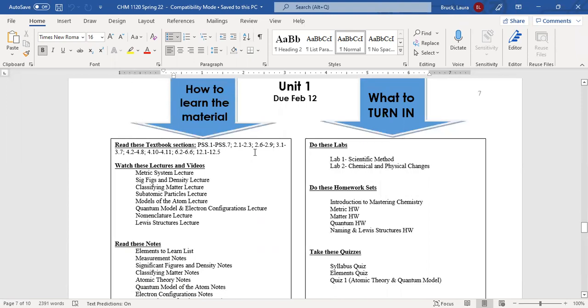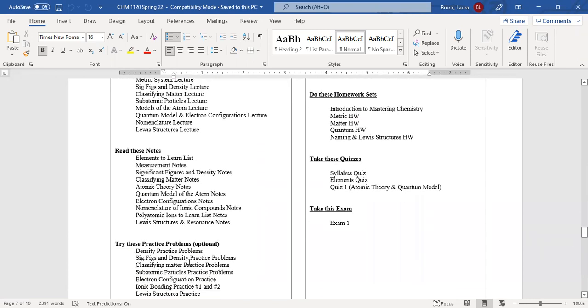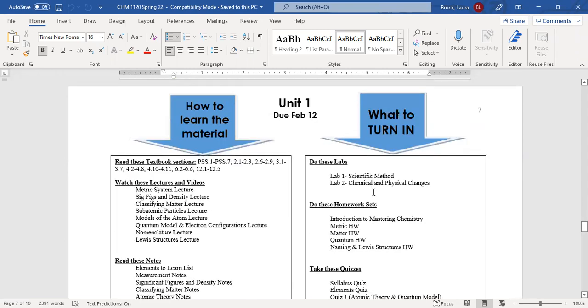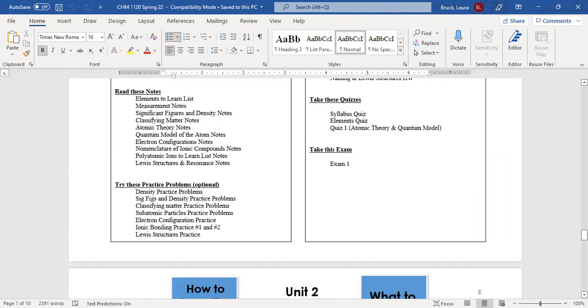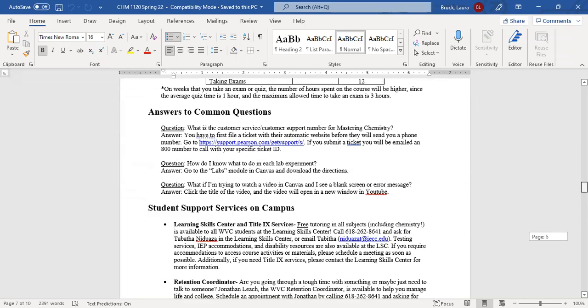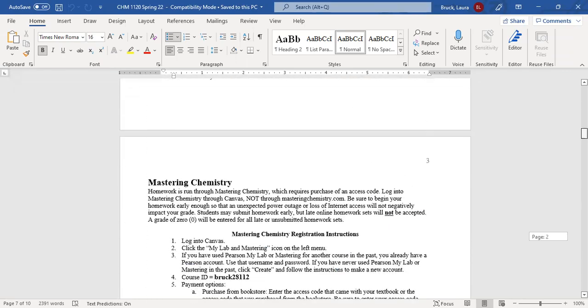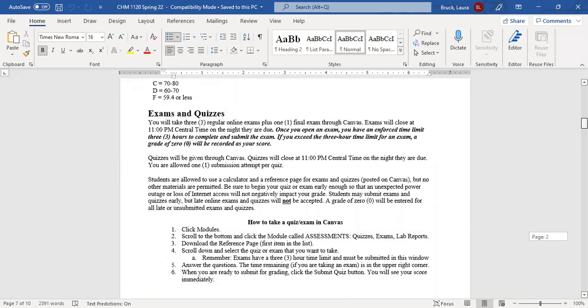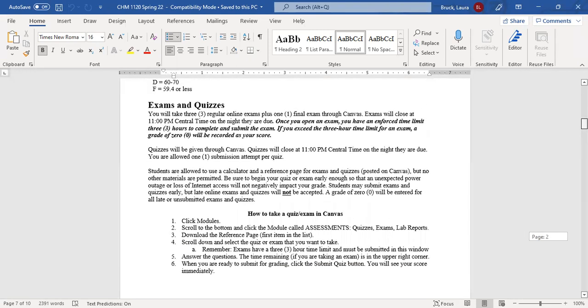So this is what you would do to learn the material. These are the textbook sections. These are the lectures to watch. These are the notes. I've just gone over all that, so I know it's a little bit redundant. Here are the practice problems. And now what do I do to turn in? These are the labs. These are the homework sets. These are the quizzes, and there's the exam. So we've talked about everything other than mastering chemistry so far. So let's just finish going over the syllabus really quickly, and then we can jump back over to mastering chem.